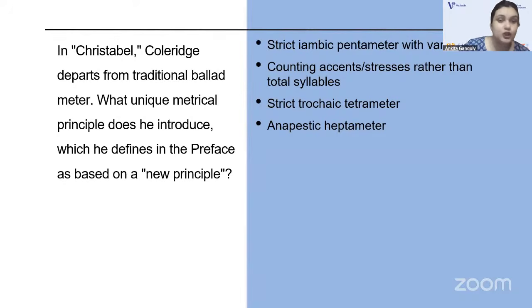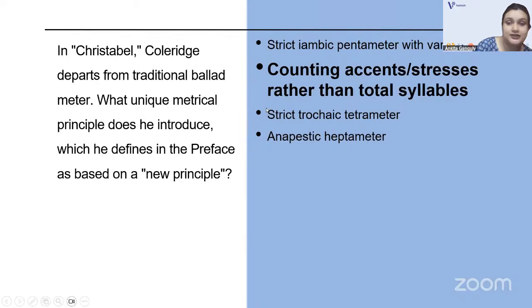In Christabel, Coleridge departs from traditional ballad meter. What unique metrical principle does he introduce, which he defines in the preface as based on a new principle? Tell me. He uses which unique metrical principle? He uses counting accents or stresses rather than total syllables.